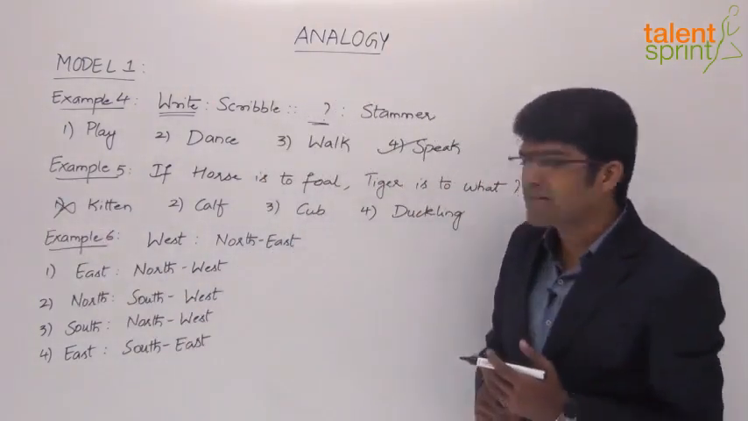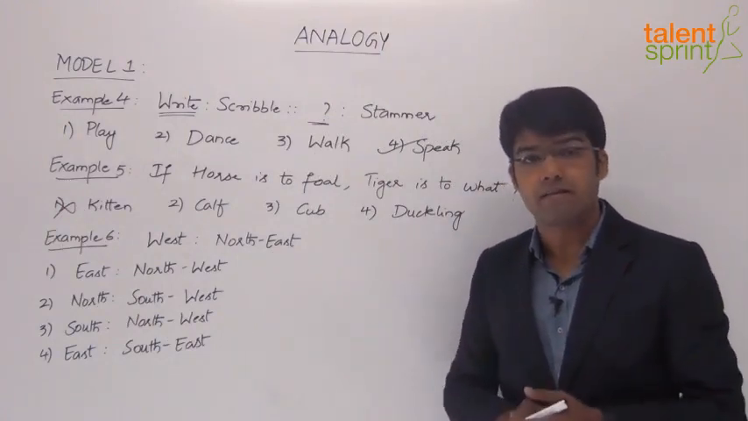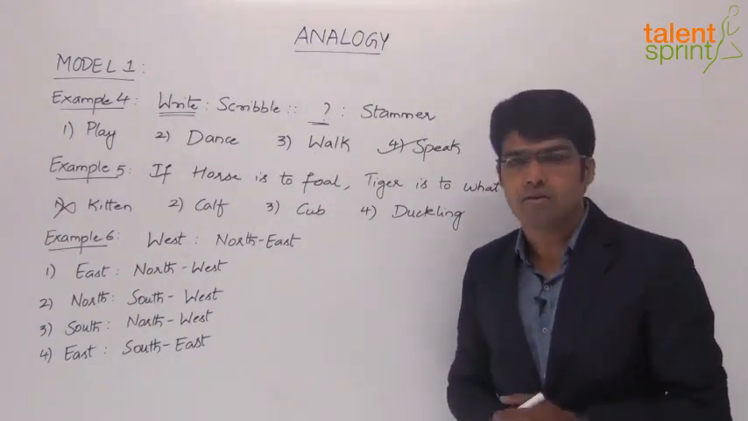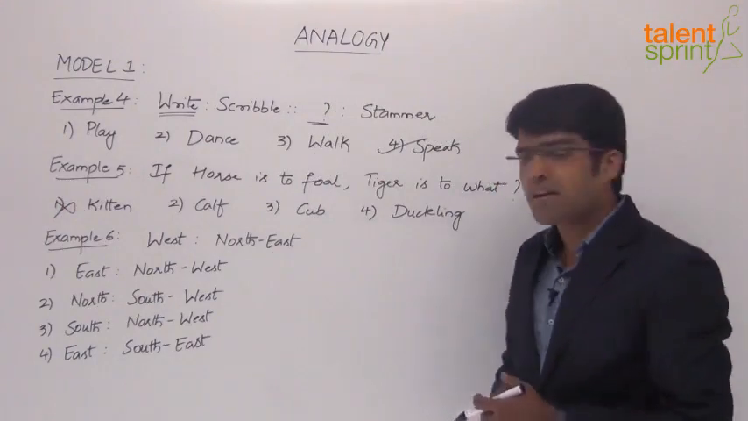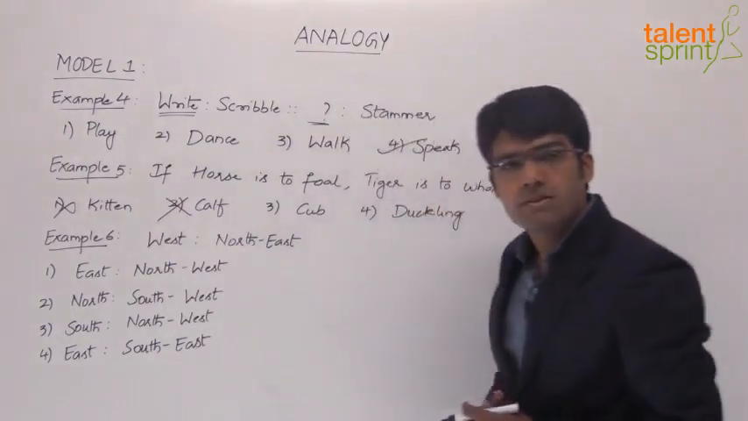Second option, calf. Calf is younger one of what? Calf is the younger one of elephant, right? Or camel's younger one is also called a calf. But younger one of a tiger is not a calf. So even we can get rid of the second option, calf.